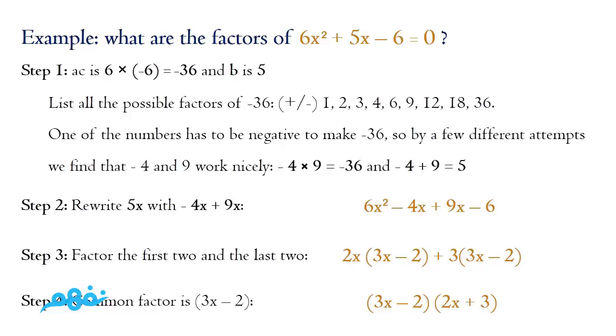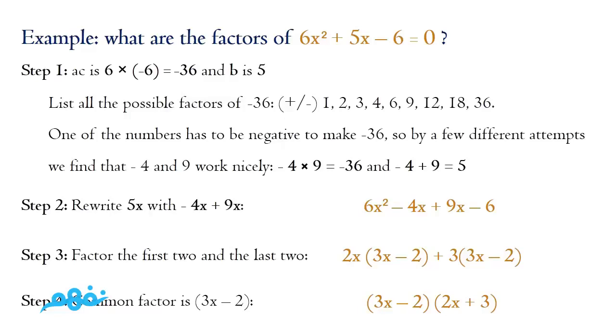So the new form will be 6x to the power 2 minus 4x plus 9x minus 9. Then we factor the first two terms and the last two. The first two, 6x to the power 2 and negative 4x, have a common factor, which is 2x. After factoring, it will be 2x multiplied by (3x minus 2). The last two will be 9x minus 6, and the common factor here will be 3. So it will be 3 multiplied by (3x minus 2).